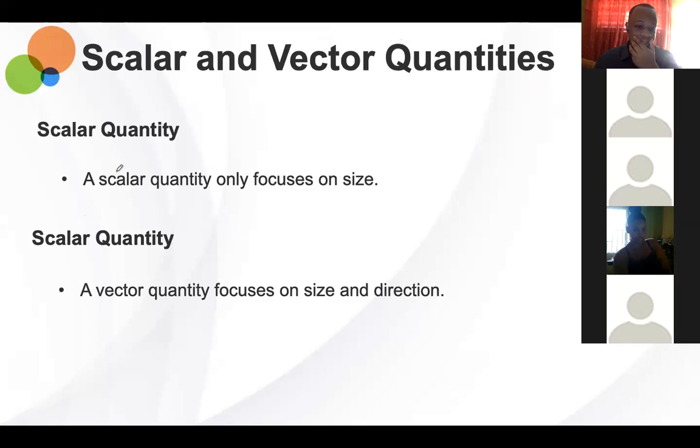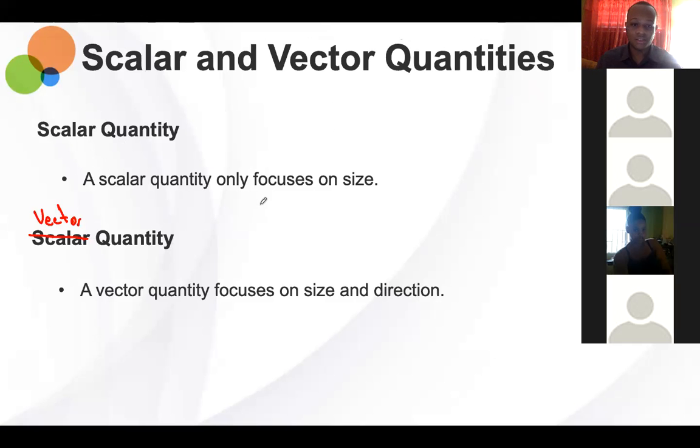Let's start out with scalar and vector quantities. This is supposed to be vector. A scalar quantity only focuses on magnitude. These notes will be on Google Classroom as always, so you don't need to write.